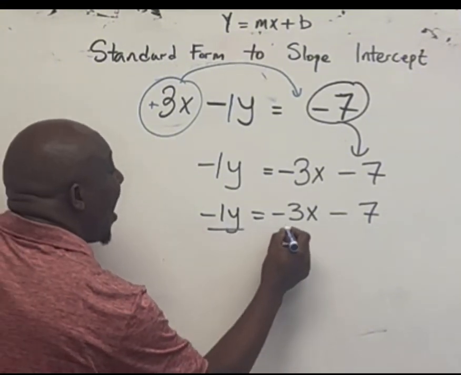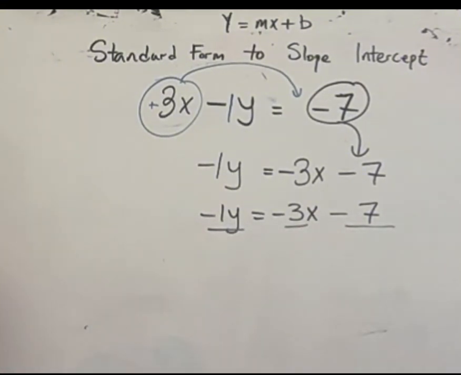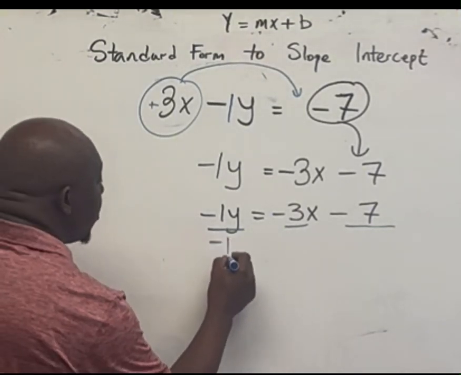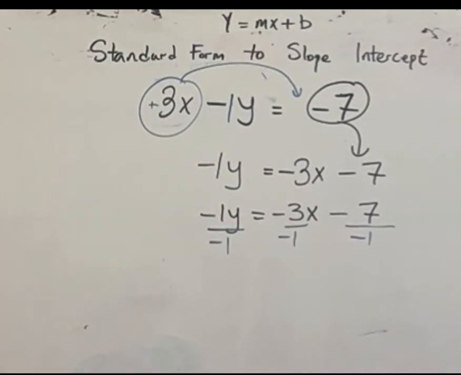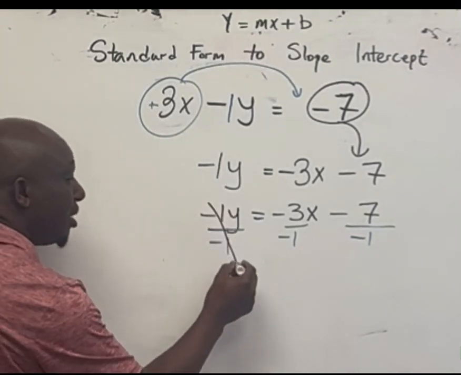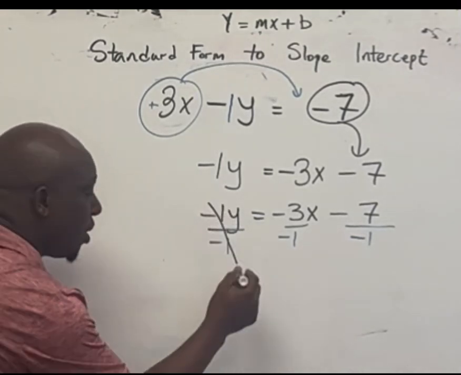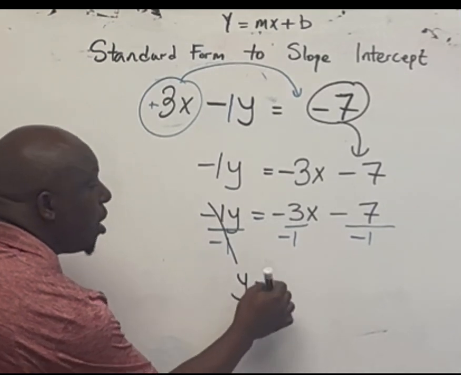We divide everything by -1. Check it out. When you multiply or divide, same signs give positive, different signs give negative. So check me out. Everything becomes a positive. This one cancels out, right? Becomes y.